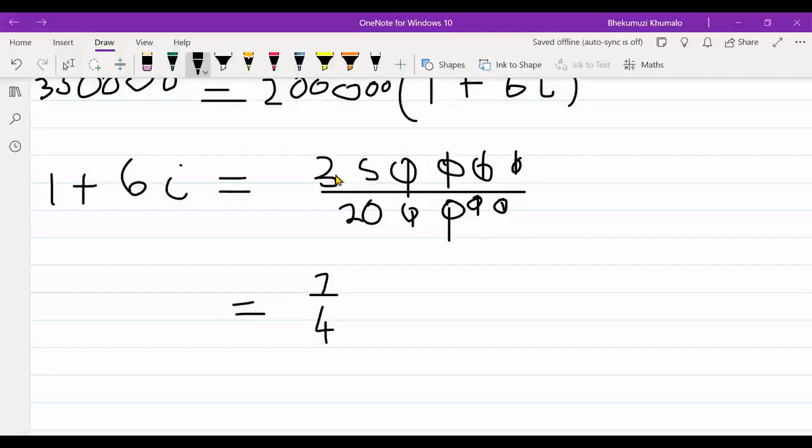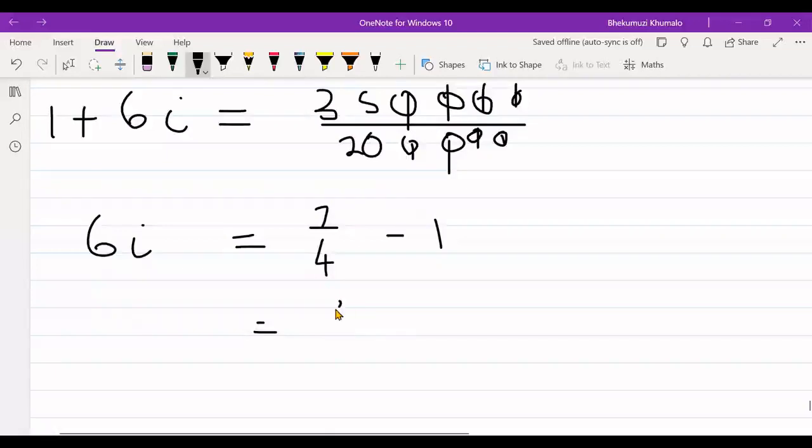Right? And then it's 35 over 20, but 5 goes into 35 how many times? 7 times. And 5 goes into 20 4 times. And so that's why we have 7 over 4. And then here we just take the 1, so it's minus 1, and then that's 6I, right? And this would be 7 minus 4, that's 3 over 4. So this is actually 3 over 4.